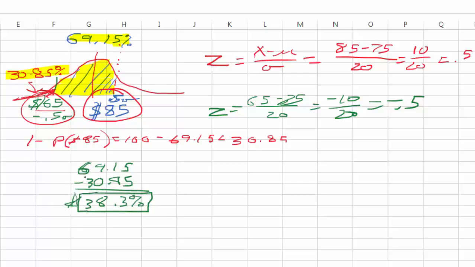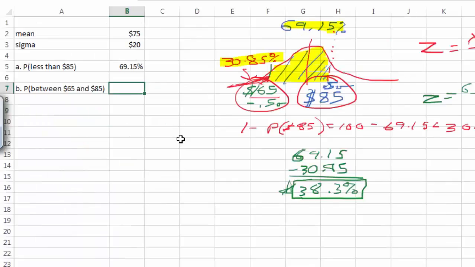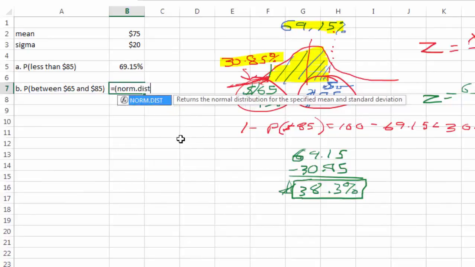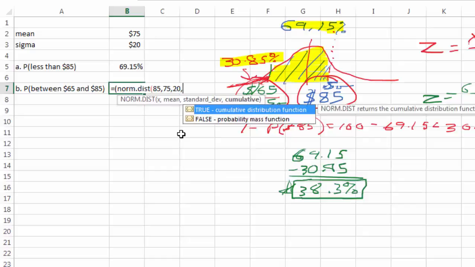Let's see if we can make our lives much easier by having Excel do that calculation for us. So I'm going to start off. I want to enter in the probability distribution. So I'm going to do norm.dist for the first value, which was, remember, 85. The mean 75, standard deviation is 20. I could type them in or do cell reference, doesn't really matter. And then true.